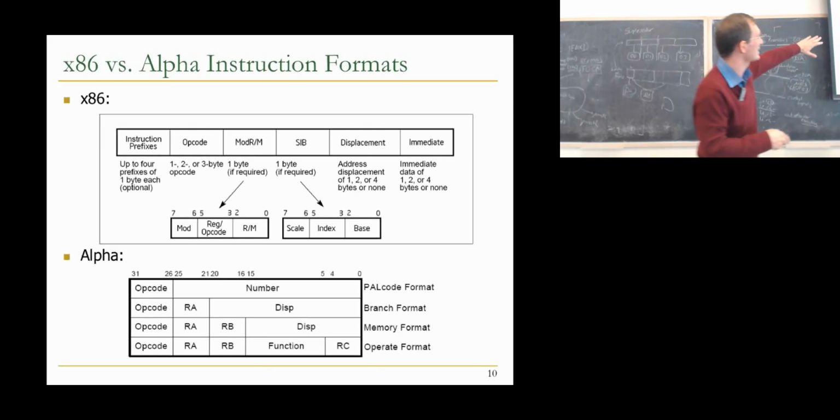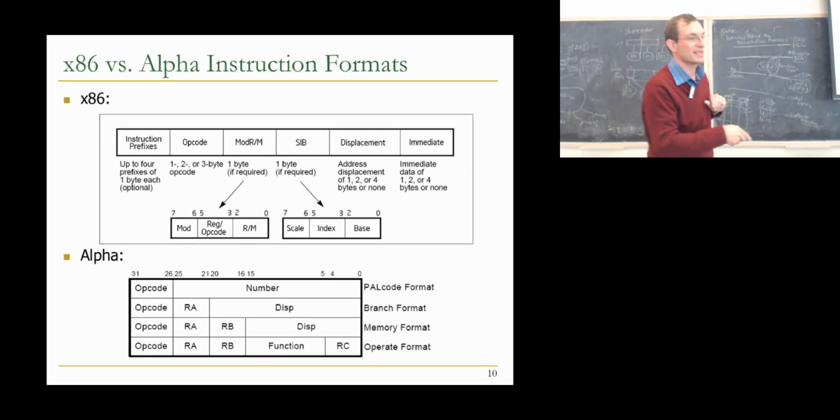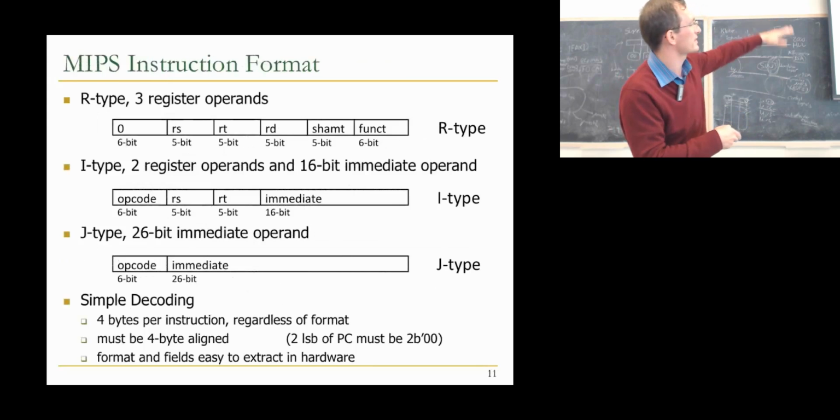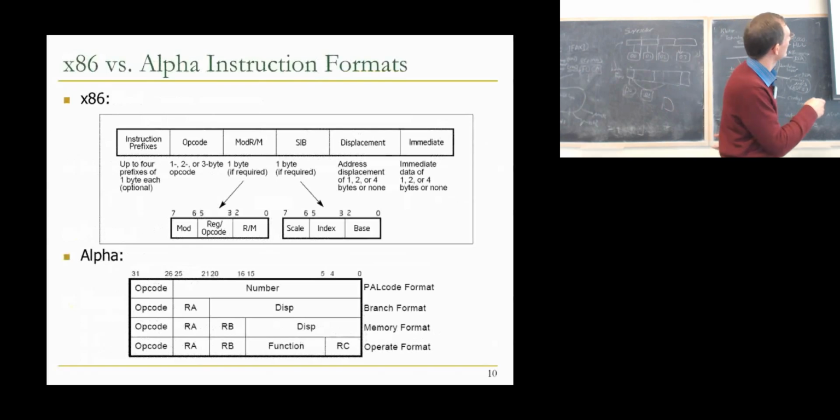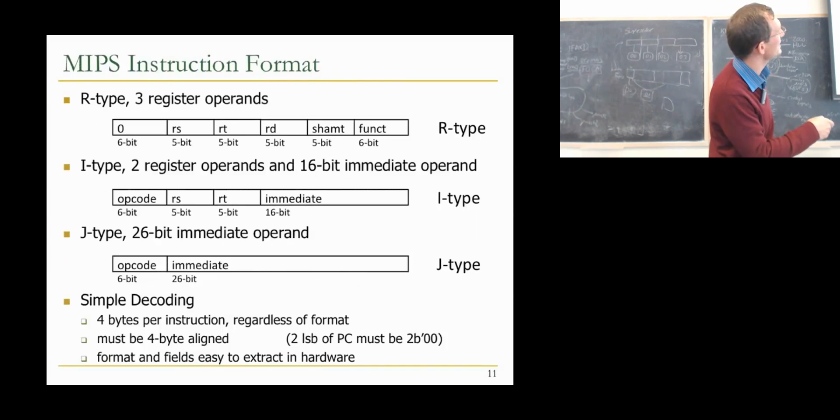MIPS instruction format is actually similar to Alpha. It's simple. It's clean. And I'll cover this a little bit. But there are three types of instructions. This is R type. It has 3 register operands. This is operate instructions. And this is the I type. This basically has 2 register operands and a 16-bit immediate operand.